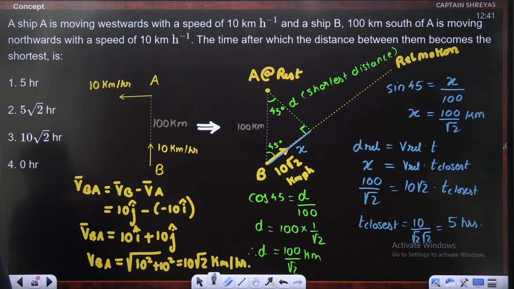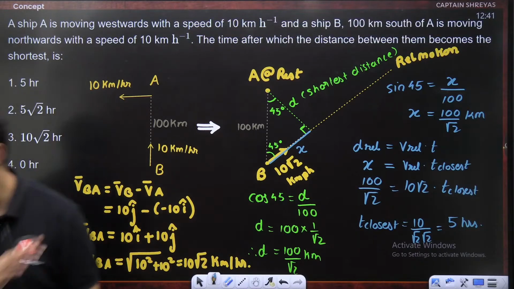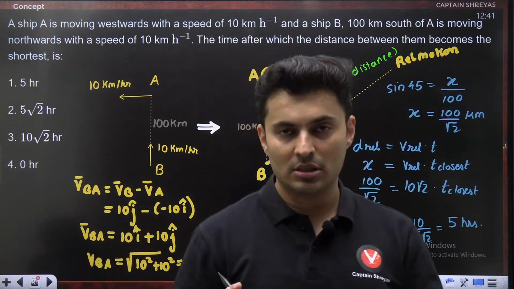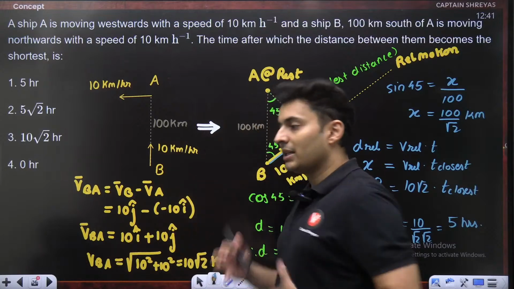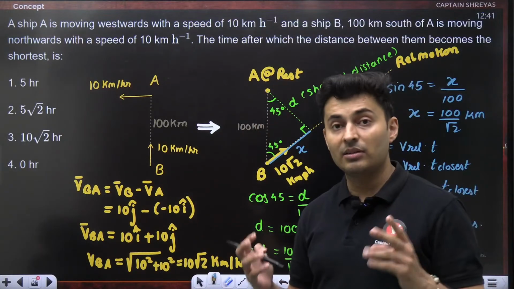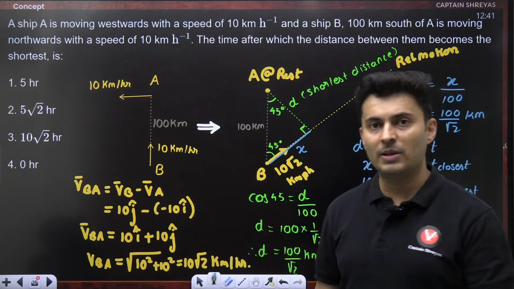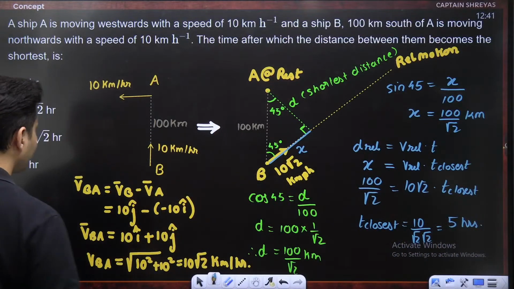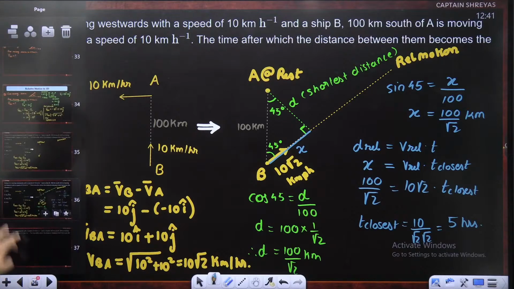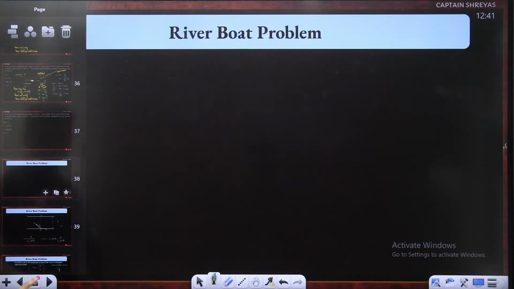Understood how to solve these questions? Everybody with me? This is how you solve these motion in 2D questions, especially of the relative approach. Now we'll go to some special cases, which are the riverboat and rainman problems. Those are the special two-dimensional problems which you will usually get in your NEET syllabus. Okay, so let's go to river boat problems.